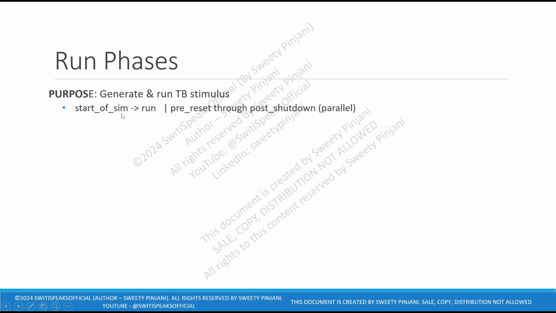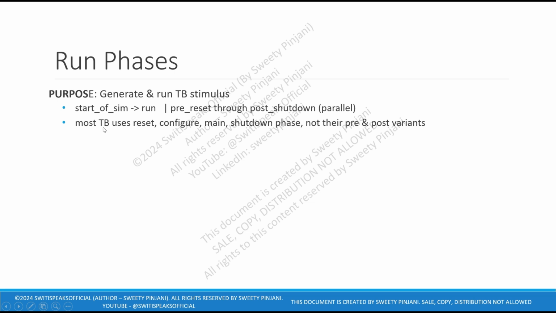First the simulation will start, then the run will be called, and with this run itself, in parallel we are going to run some more phases. I'll tell you what those phases are, but remember, first will be start of simulation, then will be run, but along with run some more phases are there in parallel. We will see about that now.